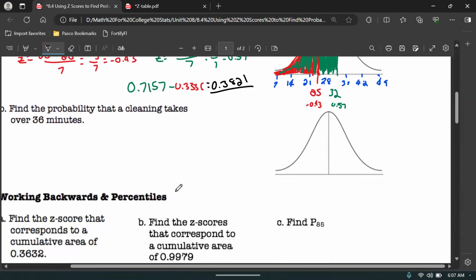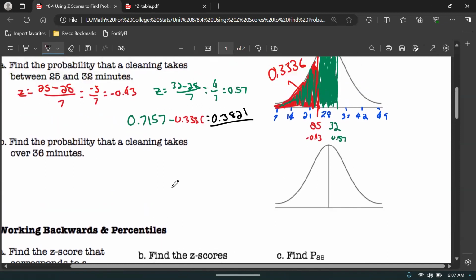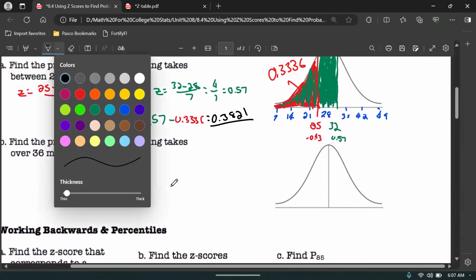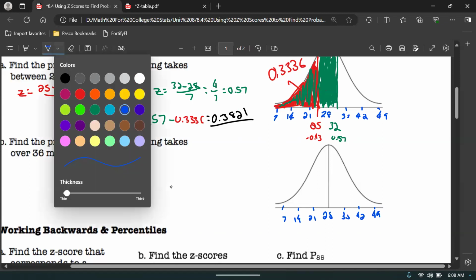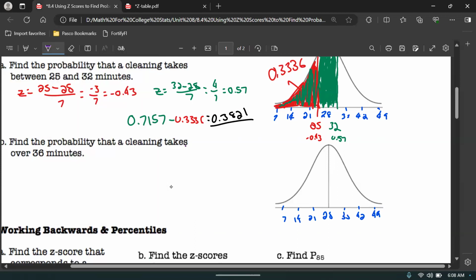All right, find the probability that cleaning takes over 36 minutes. Okay, so it's the same information, right? 28, 35, 42, 49, and so on, 21, 14, 7. So over, let's go purple here. Over, what does it say? 36 minutes? 36 is going to be right over 35 here. So looking for this area.